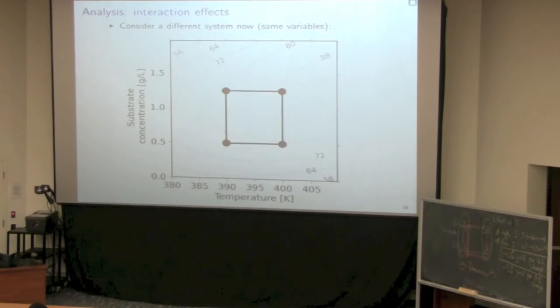Okay, so let me give you a chance to consider the following system. I'm going to move that square to a different part of the process. I've moved it to these temperatures and these substrate concentrations. It's a totally different location on the plot. And I've acquired 4 data points. Now, here's what I want you to notice.